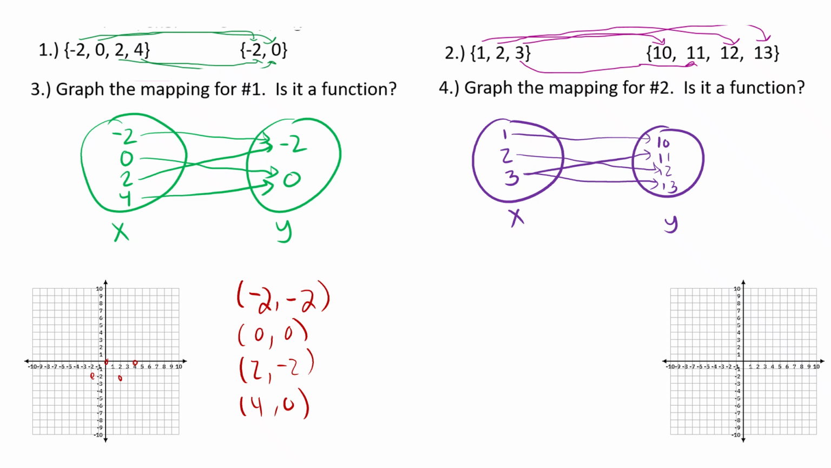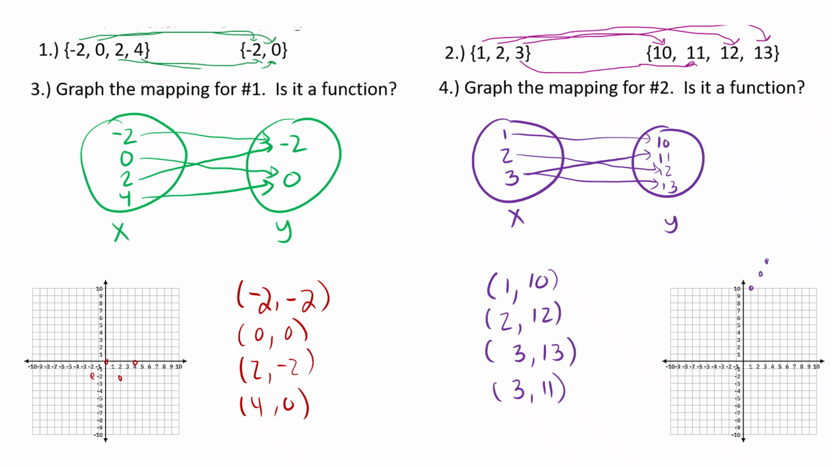Now, graphing the mapping, and is it a function? We know it's not a function because it violates the definition. We can't have one x value going to two different y values. But let's look at what those points are. We would have (1, 10), (2, 12), which is going to go off my grid there, (3, 13), and (3, 11). So (1, 10) puts me up there. (2, 12) would put me like here.